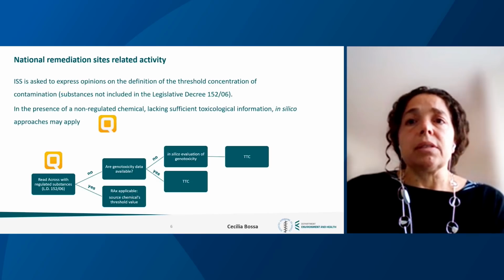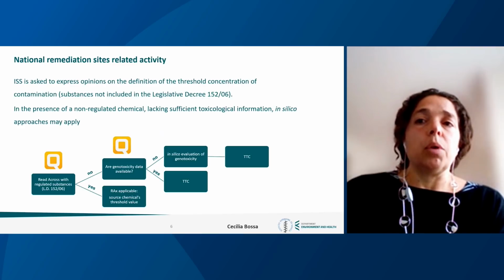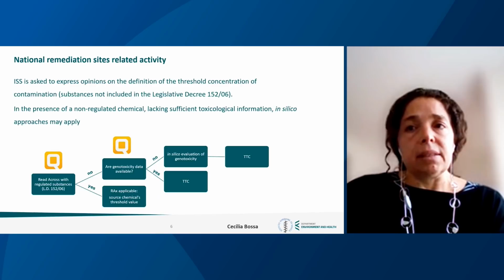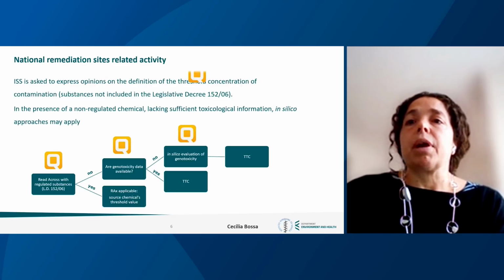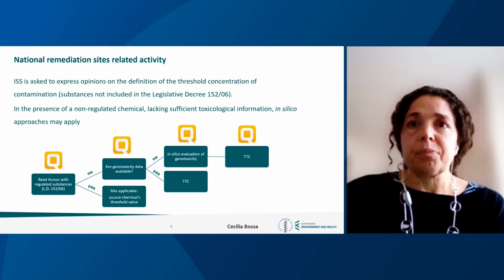If the read-across is not applicable, then a TTC approach should be envisaged and a preliminary genotoxicity evaluation should be performed. The various steps of it can be assisted by the QSAR toolbox, as well as the application of the Cramer class evaluation in the final TTC approach.